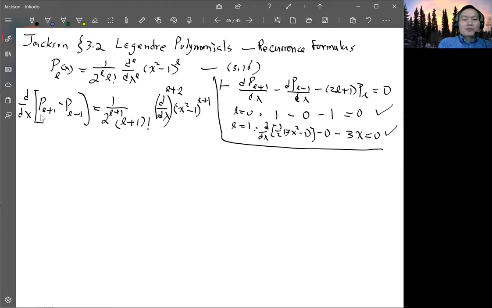And the second term will be 2^{L-1}, then (L minus one) factorial. And then d/dx, originally it's L minus one power, so we take another derivative and it becomes L. Then (x squared minus one) to the L minus one power.